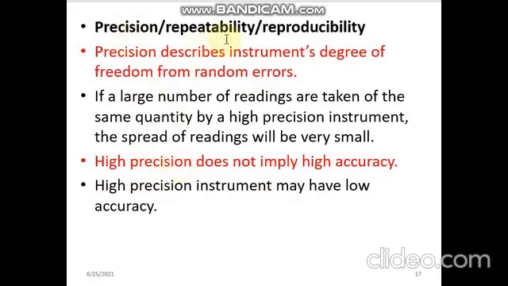Now, the other characteristic is the precision. We sometimes call it repeatability, and sometimes reproducibility. The precision of an instrument shows the degree of freedom from random errors, how stable it is in avoiding random errors. The higher that value, the more precise the instrument. For instance, if you use an instrument to take several measurements at the same time, and those measurements are very, very close to one another, we can say your instrument has a high precision.